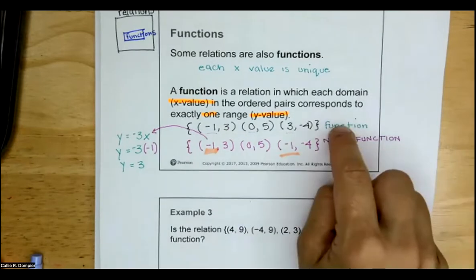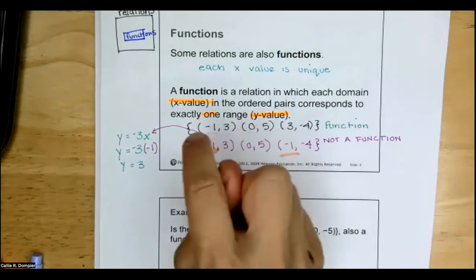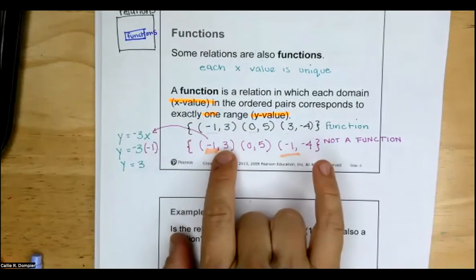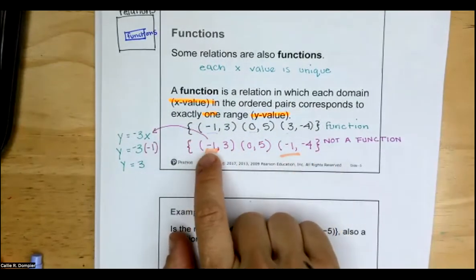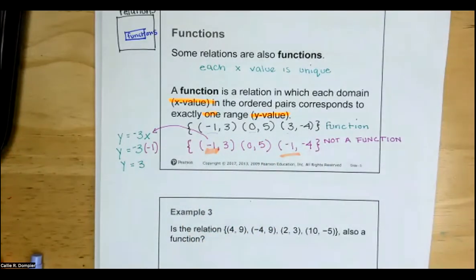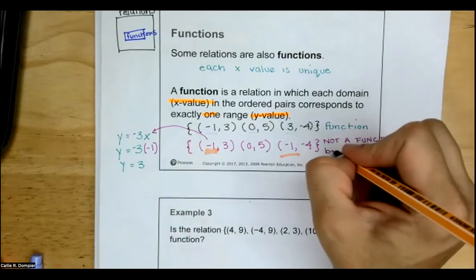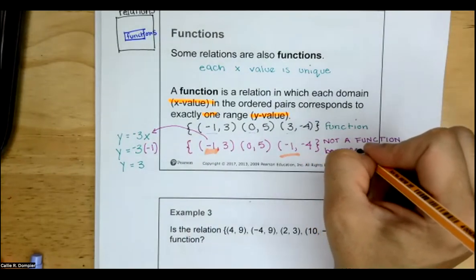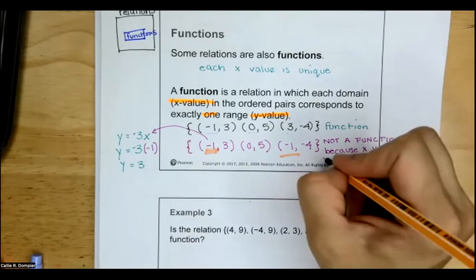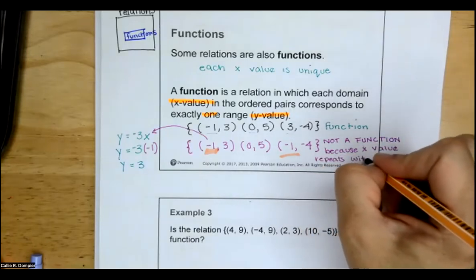Good. So a function will look something like this, where I can see a pattern. And so every time I put this x in, I will always get this y. It won't be sometimes I put this x in, I get this y. Sometimes I put this x in, I get this y. All right. Each x value is unique. This is not a function because an x value repeats with a different y value.